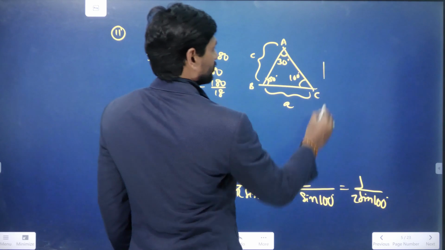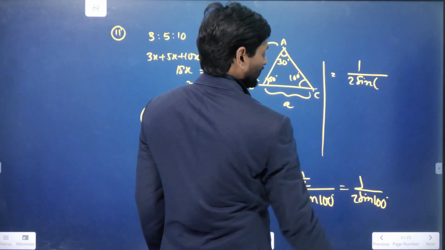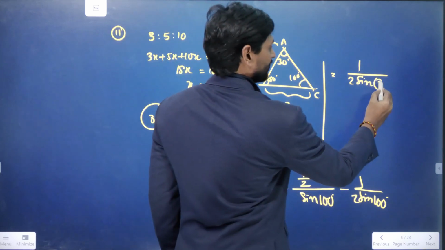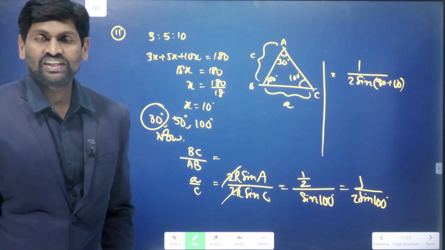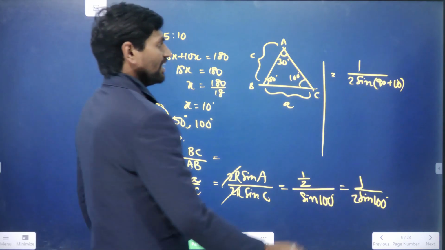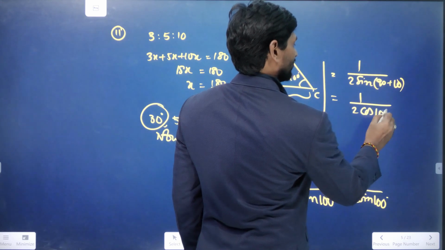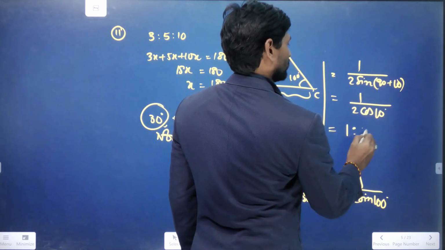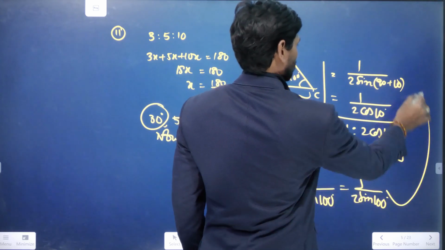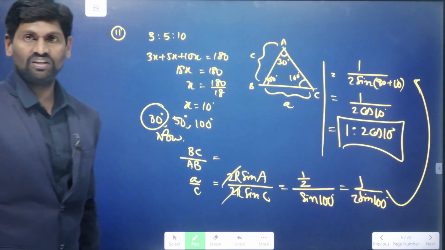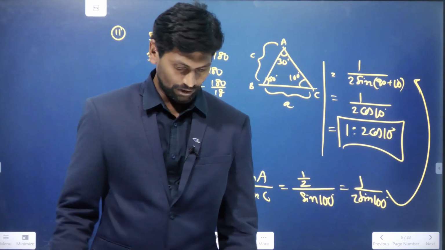Now I am writing this one, 1 by 2. 100 degrees I can write as 90 plus 10. 90 plus 10, which quadrant? Second quadrant. In the second quadrant sin ratio is positive. Whenever it is sin it will be cos. So 2 cos 10 degrees. So therefore the ratio is 1:2 cos 10 degrees. This is our required answer. Okay, na? Yeah, please check this. Yeah, let us go to the next problem.